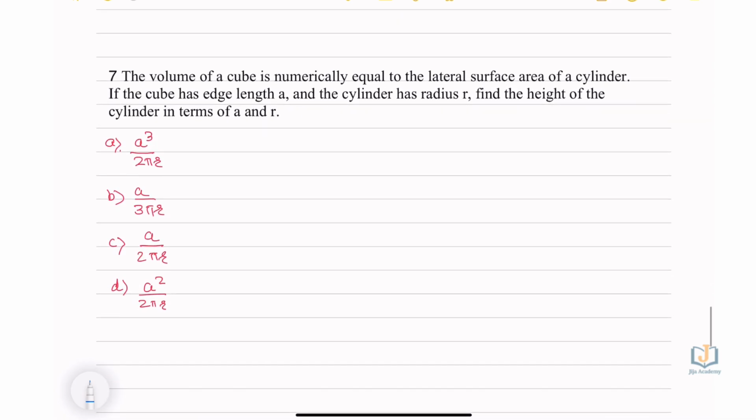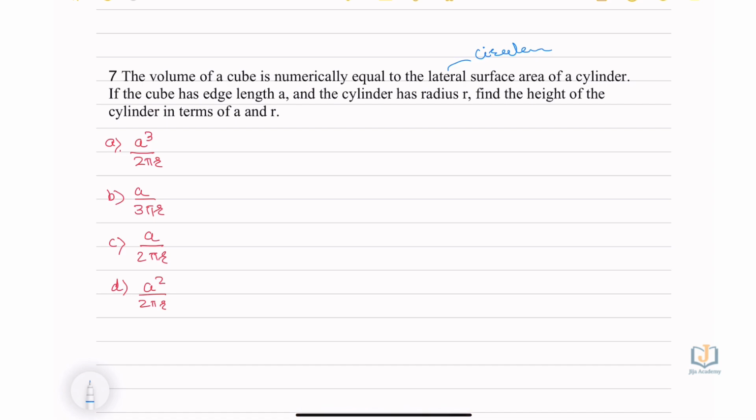The seventh problem: the volume of the cube is numerically equal to the lateral surface area of the cylinder. If the cube has edge length A and the cylinder has radius R, find the height of the cylinder in terms of A and R. That is, the lateral surface area is the circular surface area.